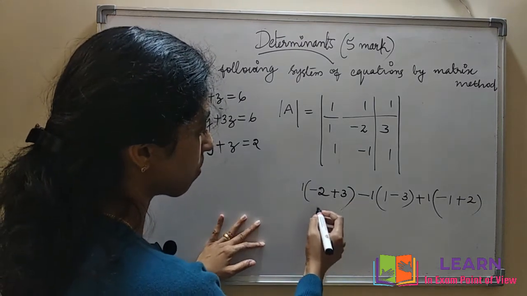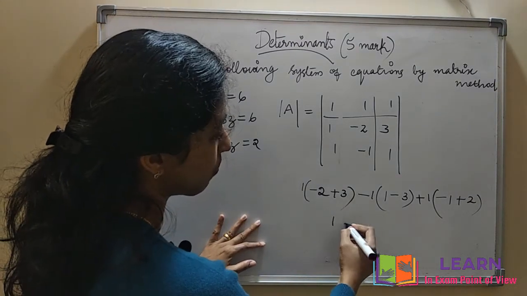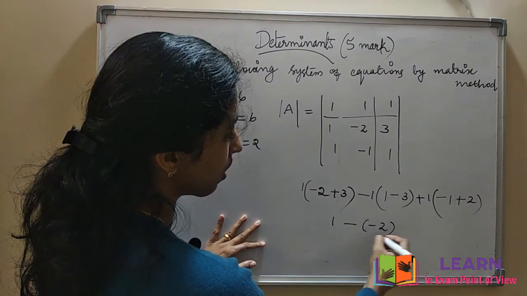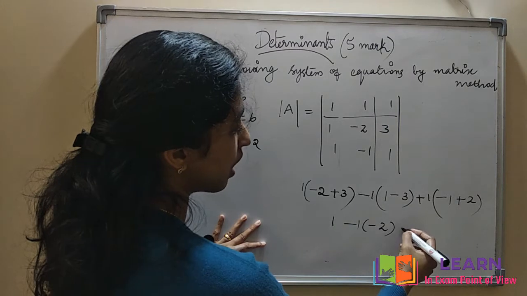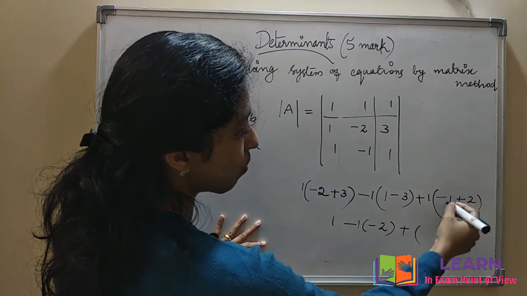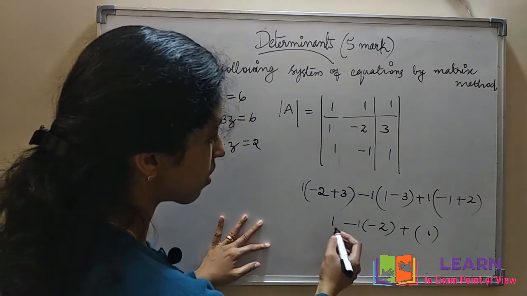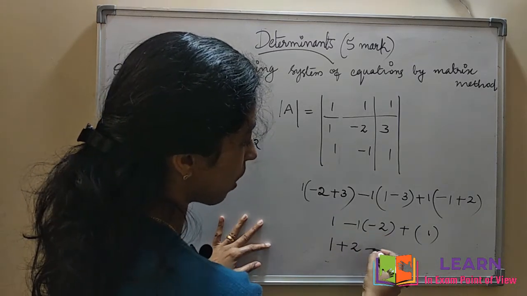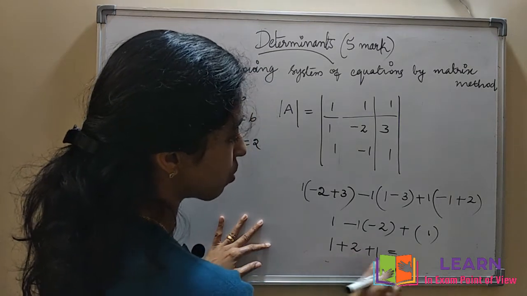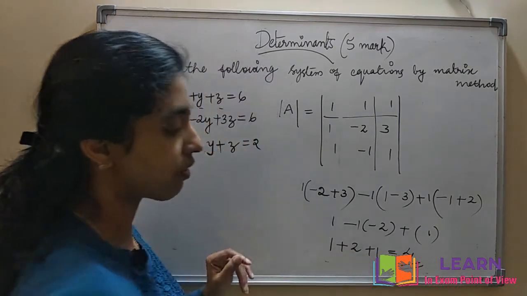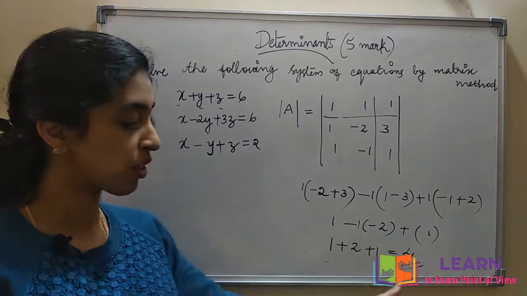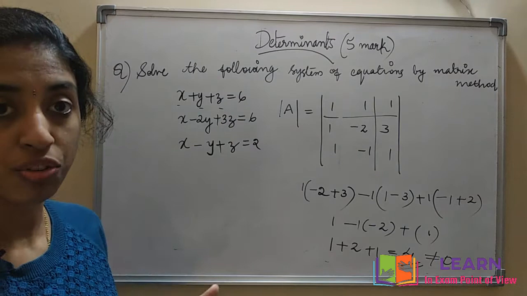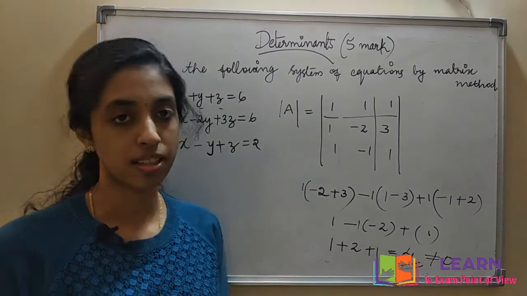So here what remains? 3 minus 2 is 1. Minus, here 1 minus 3 we have minus 2. There is a 1 outside. Then plus, here 2 minus 1 remaining 1. So here 1, minus minus we have plus 2. Here we have plus 1. So 2 plus 2 we have 4. 4 is the value of the determinant A, which is not equal to 0. That means it is a non-singular matrix. That means A inverse exists.